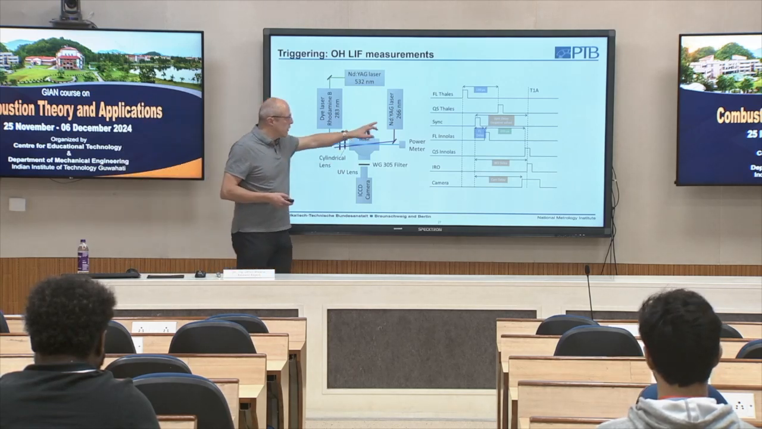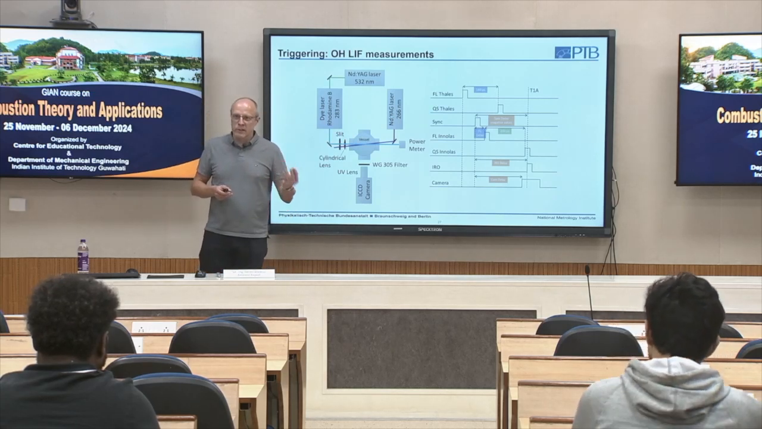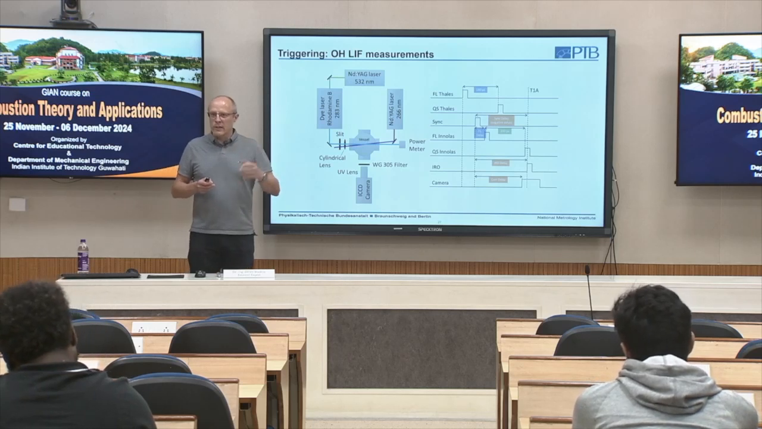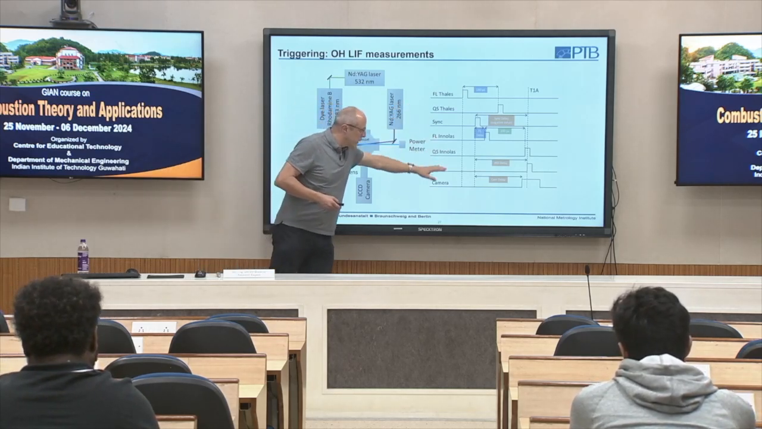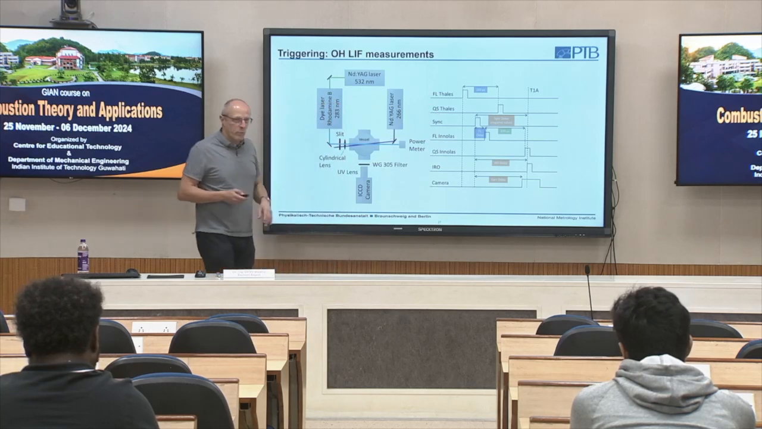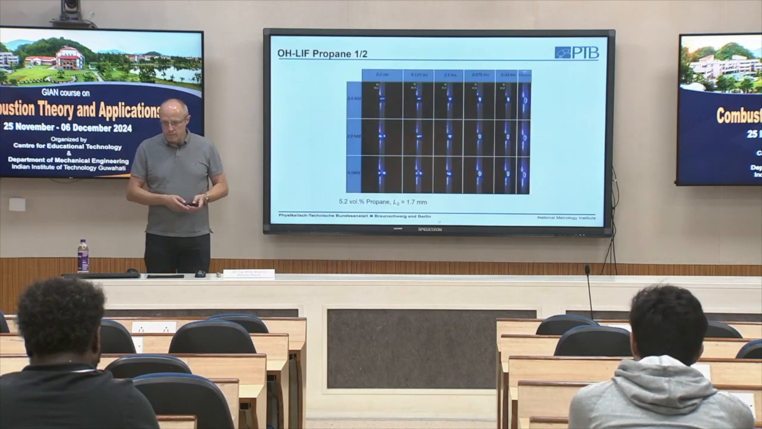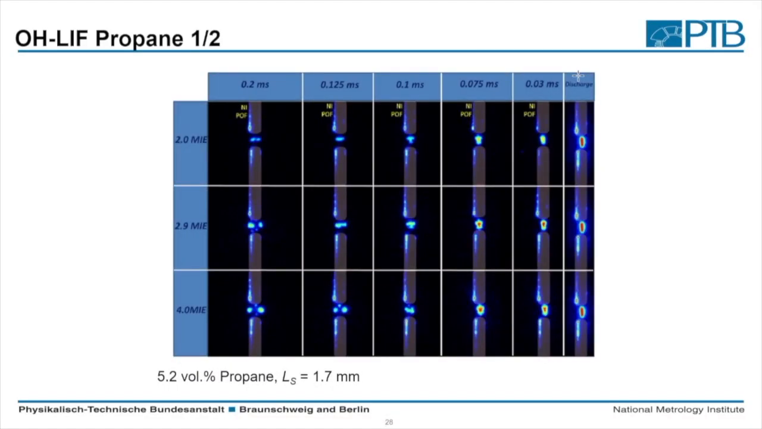And with the second laser, we just produce some electrons. That's it. We do not influence the ignition process, but we produce some electrons, and then it starts at a specific time, and we can then trigger the rest of the system and know precisely at which time we have to look. So, and here you see these OH images, again for propane.